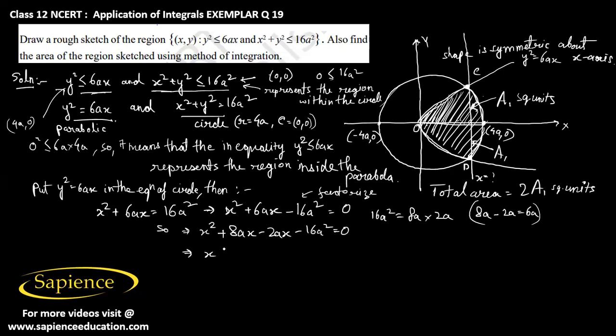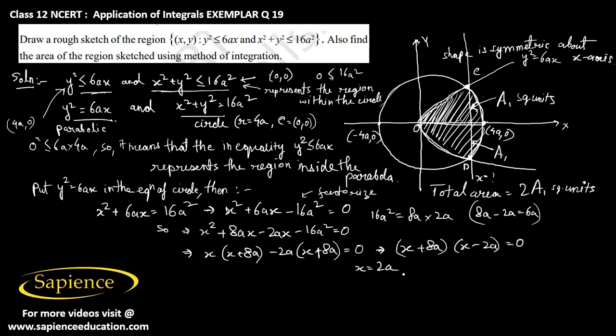So it means I will get x times x plus 8a, minus 2a times x plus 8a, that is equal to 0. So then it means x plus 8a times x minus 2a is equal to 0. So x is equal to 2a.